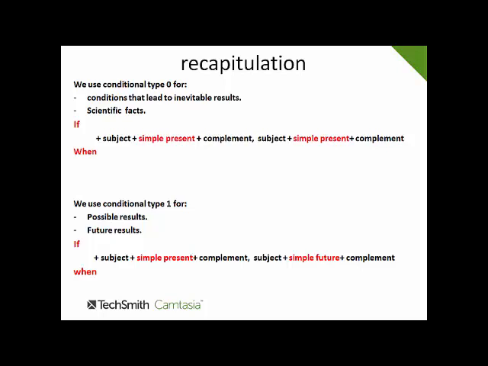So the rule says if or when plus subject plus the verb in simple present plus complement. Then for the result you use subject plus simple future plus complement. Well, this is everything for this lesson. I hope that the explanation was simple.